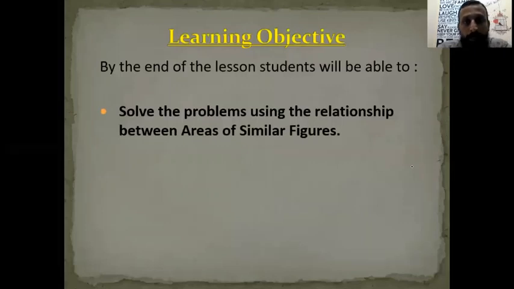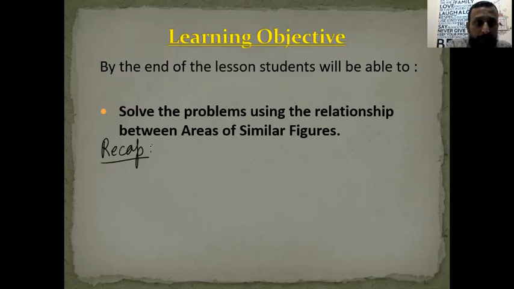So, my dear students, our learning objective for today, by the end of this lesson, you will be able to solve the problems using the relationship between areas of similar figures. Let's have a quick recap of what we have learned yesterday.